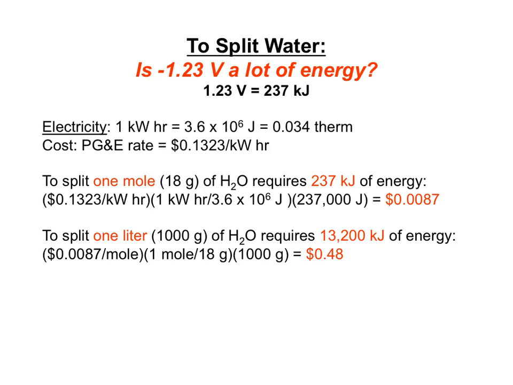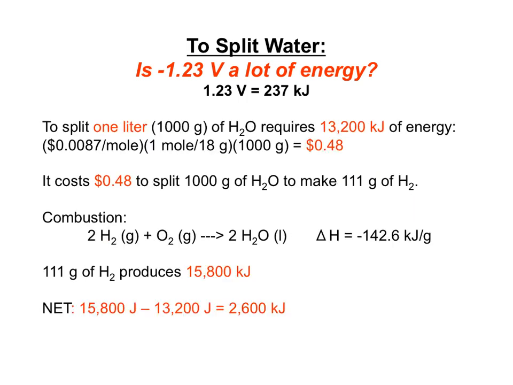If electricity costs this much per kilowatt hour, it would cost this much to split 1 mole of water, or that much to split 1 liter of water. Splitting 1 liter of water produces 111 grams of H2. That H2 can be used as a fuel in a combustion reaction. That 111 grams of H2 produces 15,800 kilojoules.